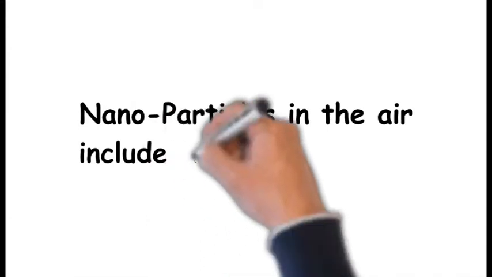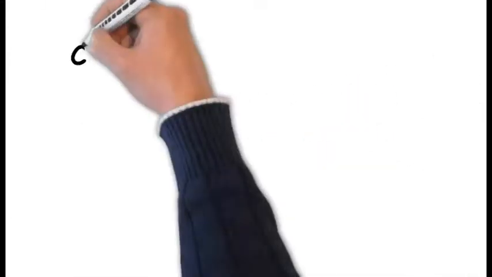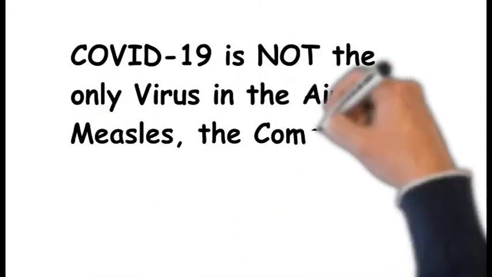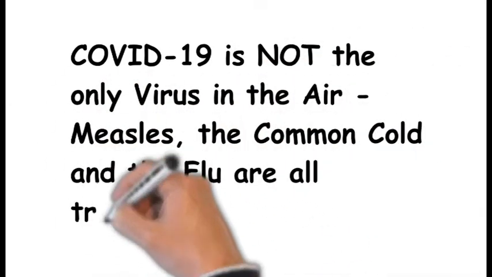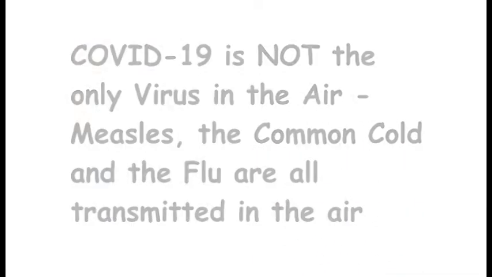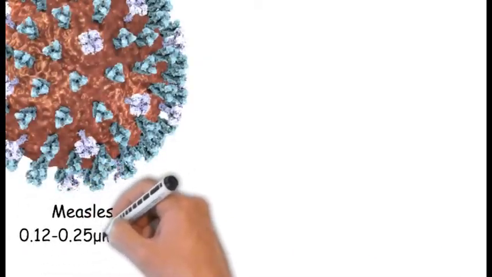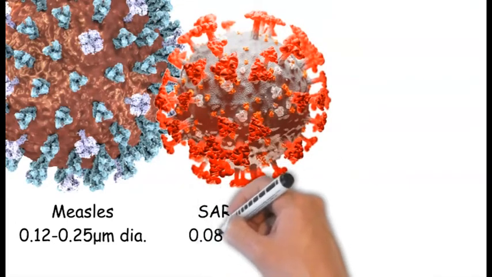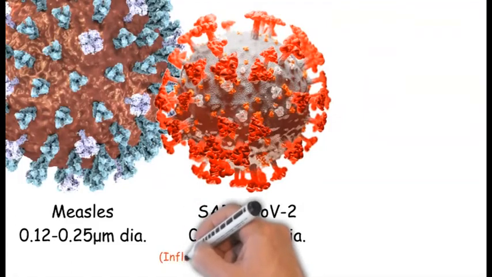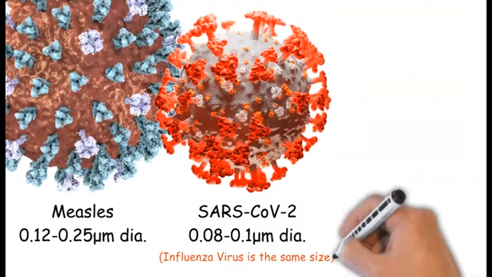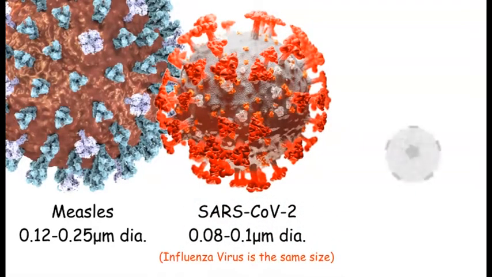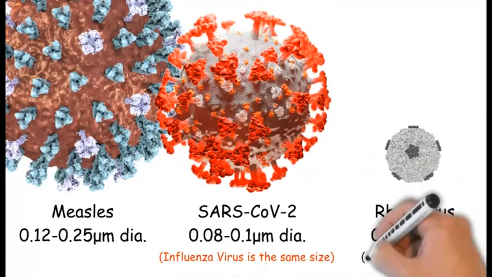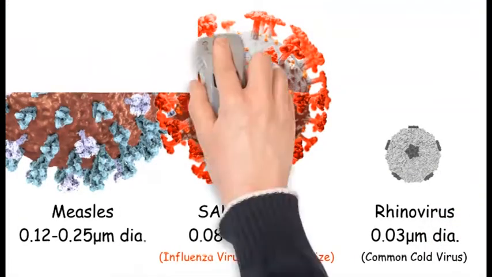Nanoparticles in the air include airborne viruses. COVID-19 is not the only virus that's in the air. Measles, the common cold, and the flu are all transmitted in the air. The measles virus is 0.12 to 0.25 microns in diameter. SARS-CoV-2 is 0.08 to 0.1 microns. Influenza virus is about the same size. The rhinovirus is 0.03 microns in diameter. That's the common cold virus.